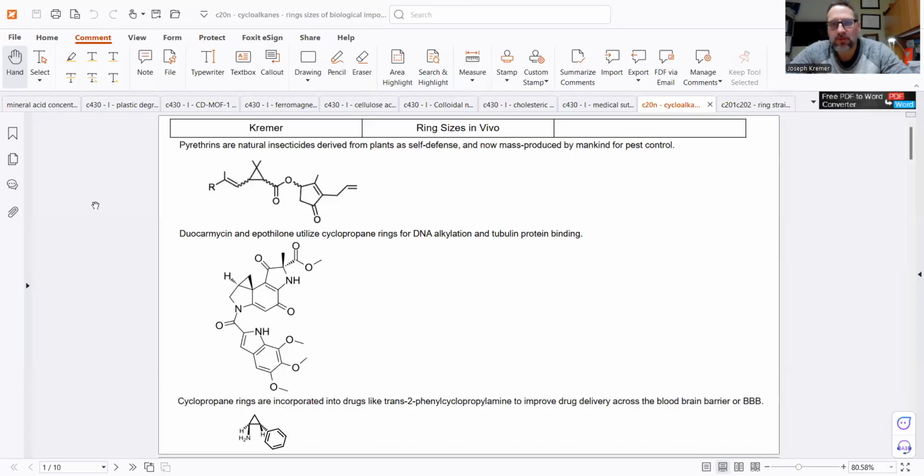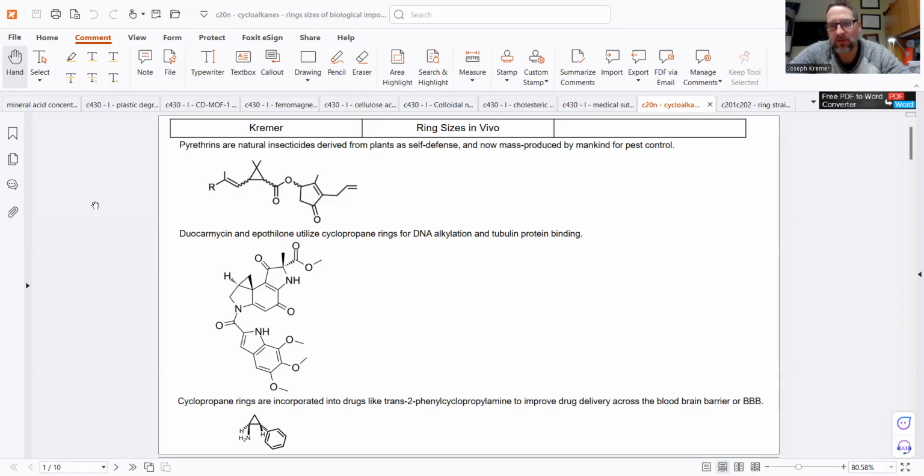This is a forerunner to our lesson, and I figured it's nice to impart to you how different ring sizes are seen within pharmaceuticals and in living cells. All right. So here we have the major ways in which we see three-membered rings, that is to say, cyclopropane rings. The most prominent I would offer is pyrethrins.